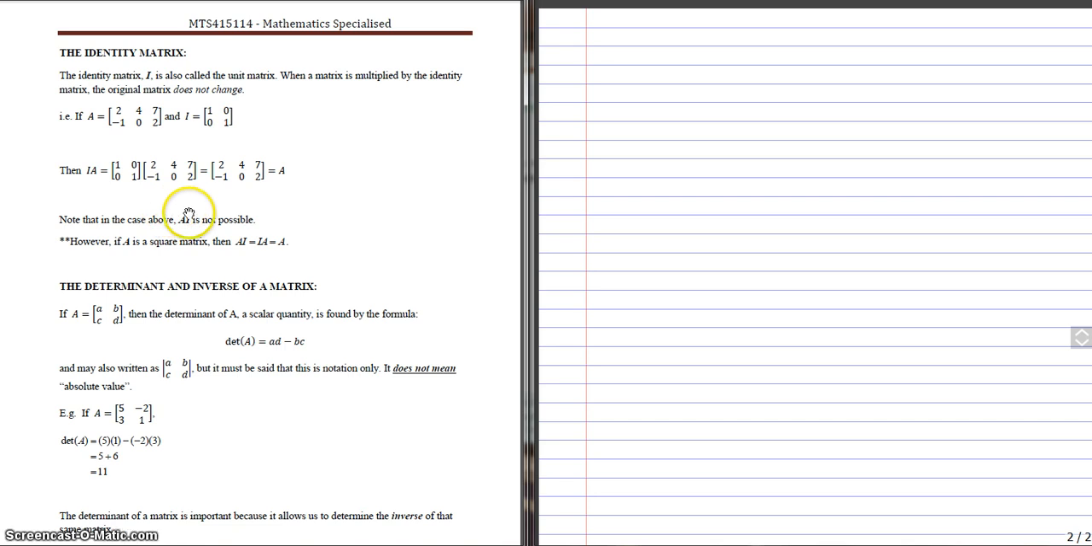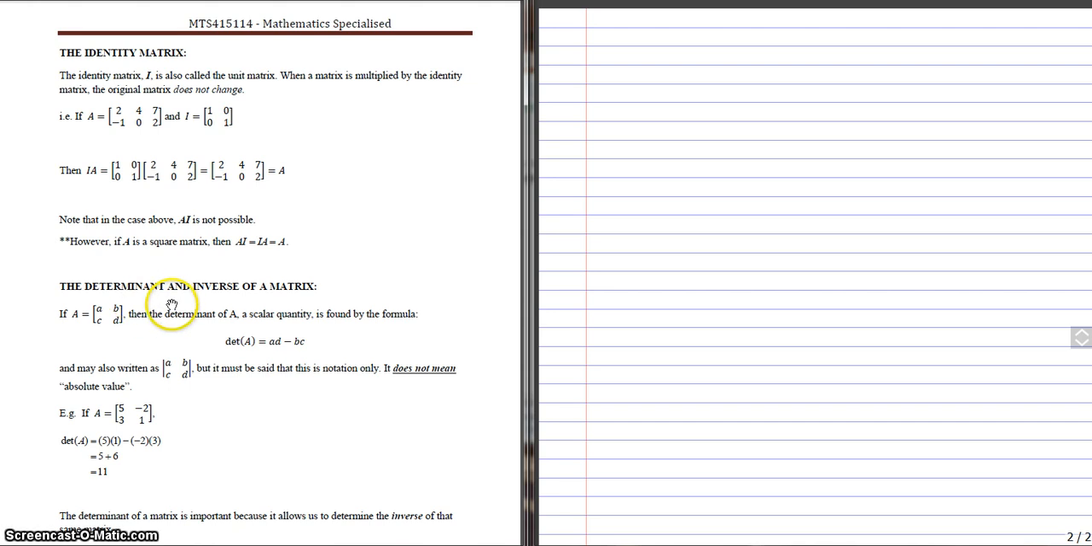There's a little note here that A times I isn't possible because of the number of rows and columns. So just remind yourself of that, go back over and check why that's the case. Those fundamental understandings are really important. But the note here, if A is a square matrix, then we'll find that it is doable, and that A times I would equal I times A to give A.